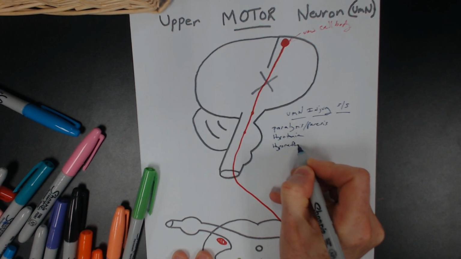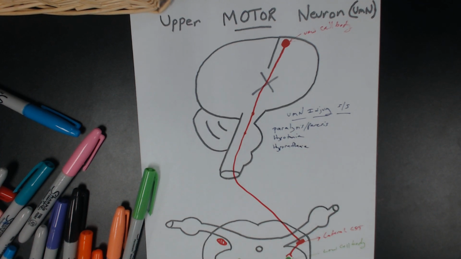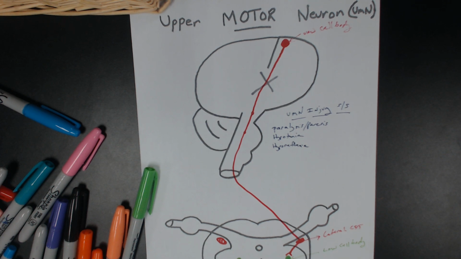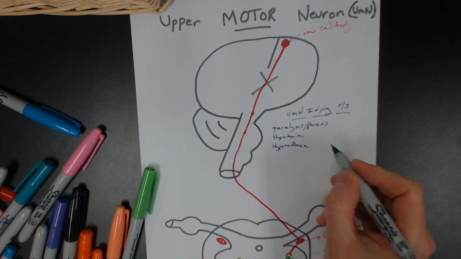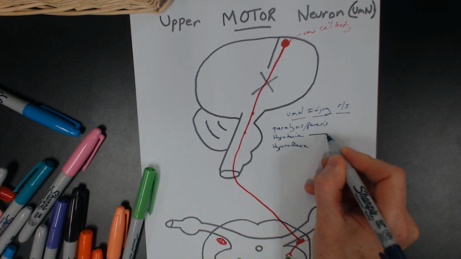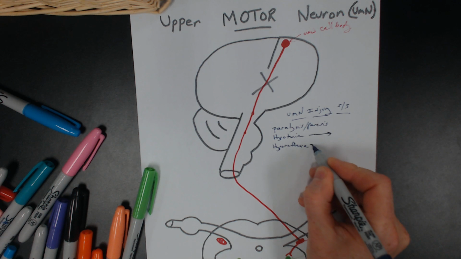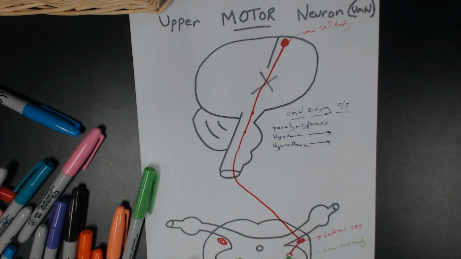Hyporeflexia. Okay, hyporeflexia or areflexia. That means there's a reduced reflex. We'll get to reflexes in a minute, or an absent reflex. Either one's possible. Okay, that's in the beginning. And then as time progresses, they may change over to something else in these two categories.